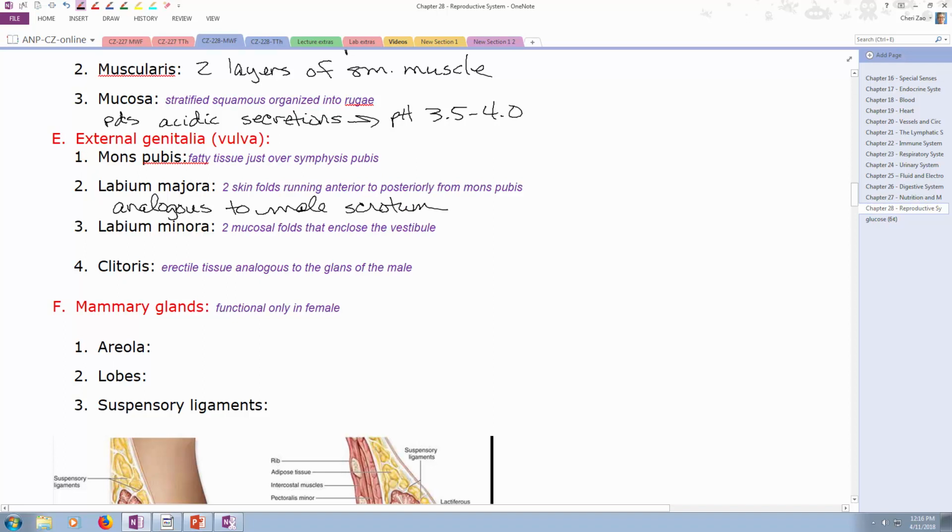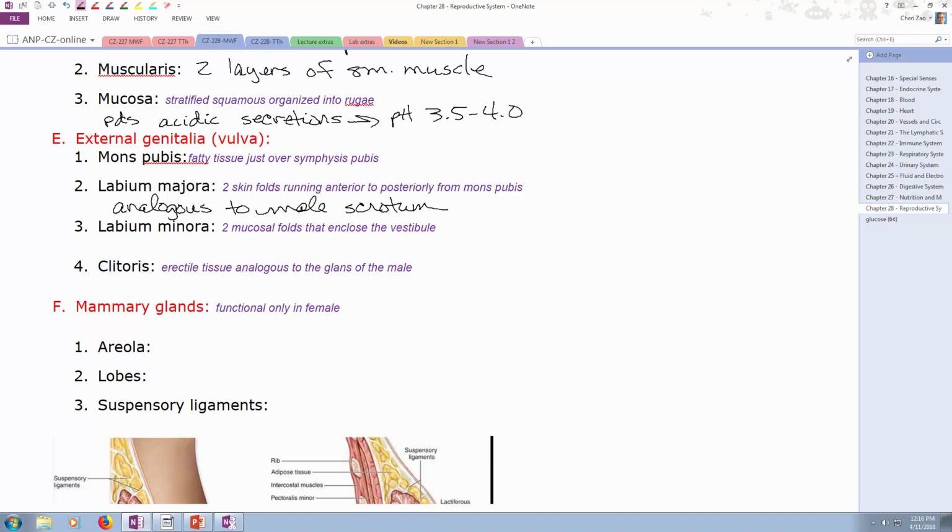The labia minora are very different from the majora. They are actually mucosal folds, not skin folds, that enclose an area called the vestibule. If you remember the inner ear, the vestibule is a space, and that's what we're talking about here. It encloses a space where we will find various structures.